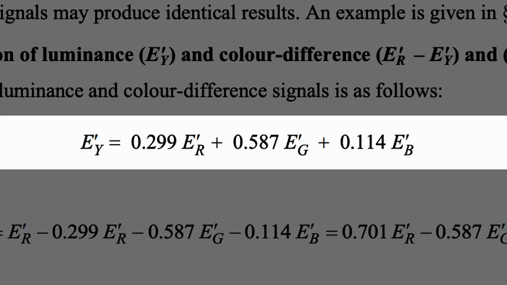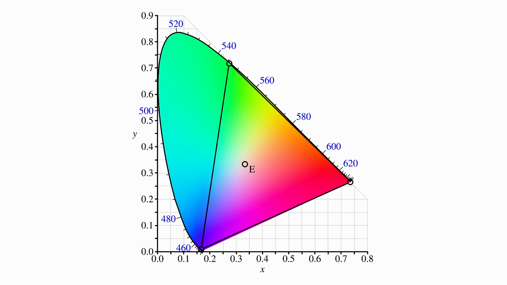Instead of simply averaging the red, green, and blue components of the colors, the operating system uses a weighted average that better reflects how humans perceive brightness. If we apply this transformation to the chromaticity diagram, we can see that it doesn't have a uniform brightness.